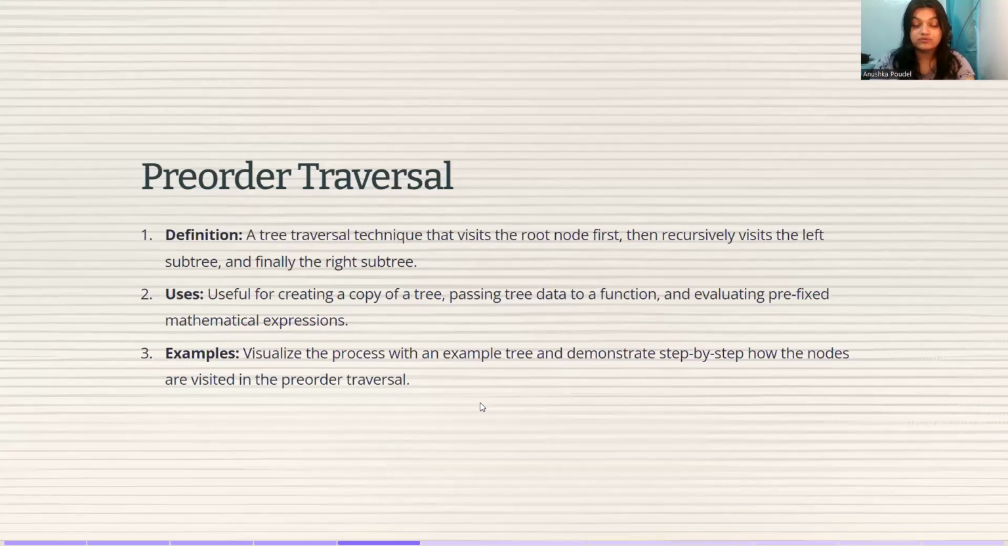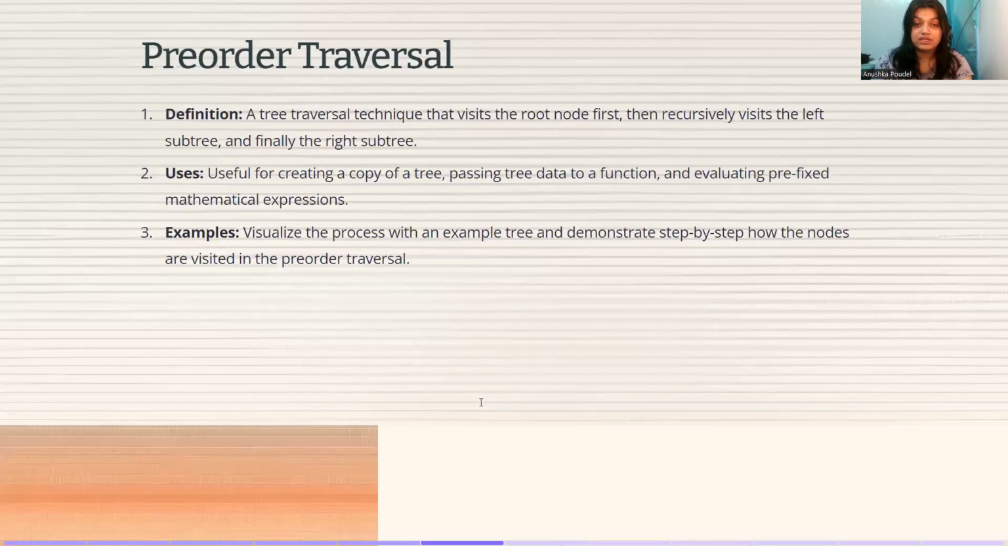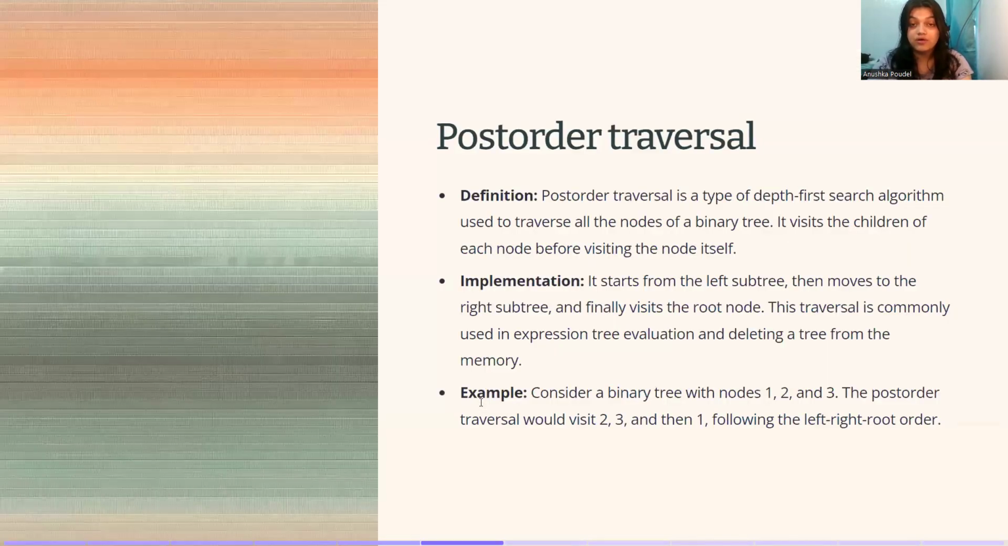We have pre-order traversal, a tree traversal technique that visits the root node first, then recursively visits the left subtree and finally the right subtree. It is useful in creating a copy of a tree, passing tree data to a function, and evaluating prefix mathematical equations. Example: visualize the process with an example of a tree, and demonstrate step by step how the nodes are visited.